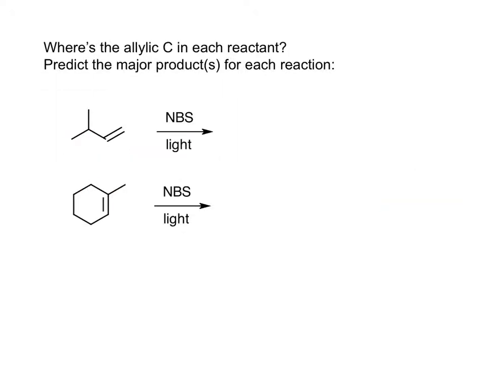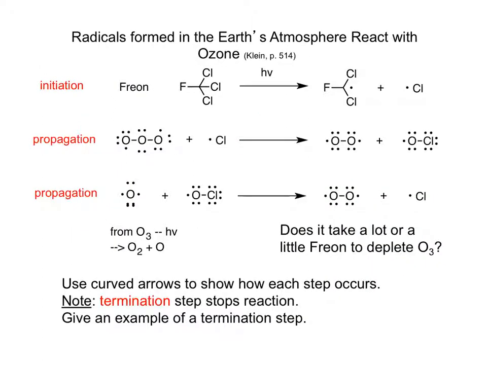Practice makes perfect, so stop the video and answer these questions. And the answers are: ozone blocks ultraviolet radiation from the sun. However, Freon, a fluorochlorocarbon, which was used in refrigerators and air conditioning units, depletes ozone. So practice your curved arrows and show how each step occurs.